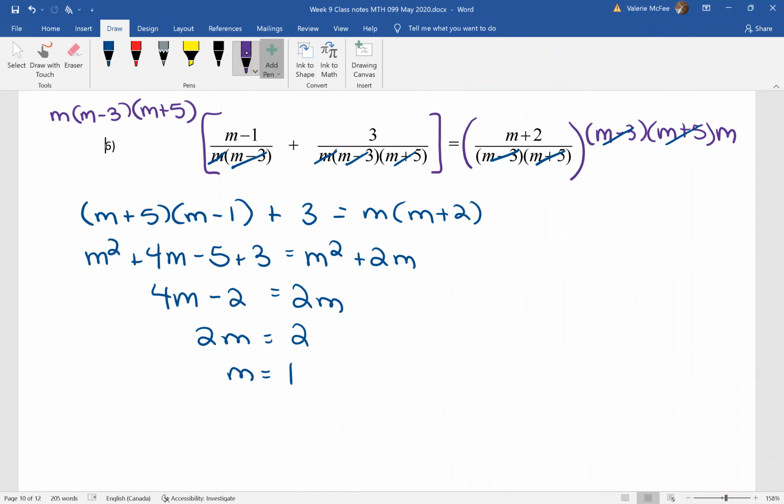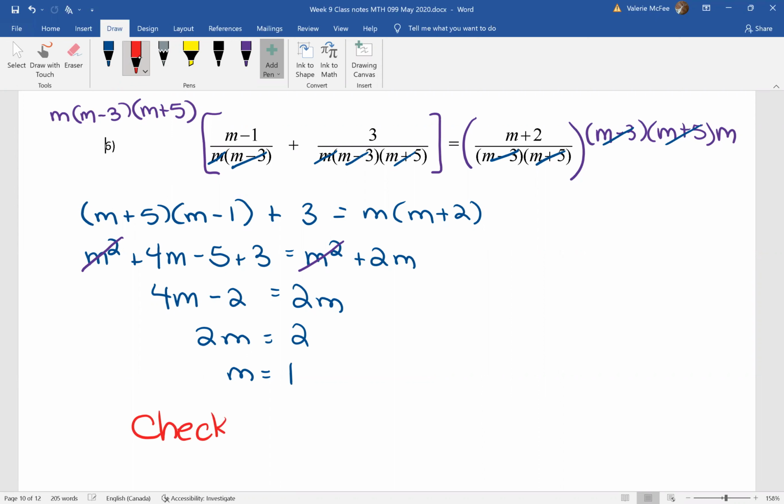We opened the brackets and simplified. M squared subtracts out on both sides. I combined like terms, subtracted 2m from both sides, added 2 to both sides, and then divided by 2. We found that m equals 1.